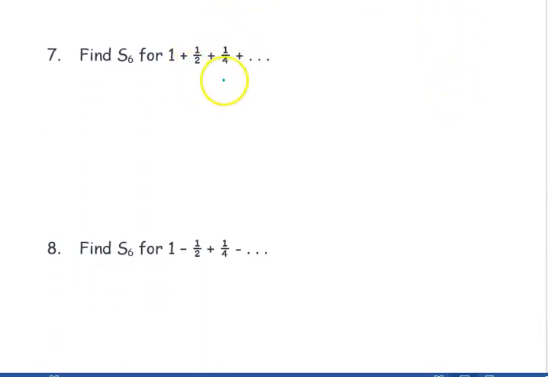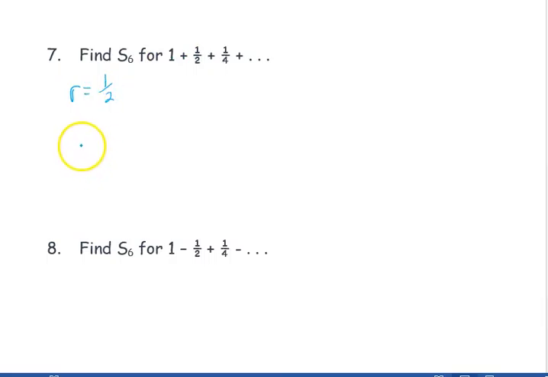Alright, last couple of examples. Have some fractions in there. S sub 6, 1, 1/2, 1/4. Well, at first glance, you're like, okay, I'm dividing by 2, but remember I said yesterday, dividing is the same thing as multiplying by a fraction. So really, you're multiplying by the fraction 1/2, and if you forget, your r is always your second term over your first term. So our r in this case is 1/2.